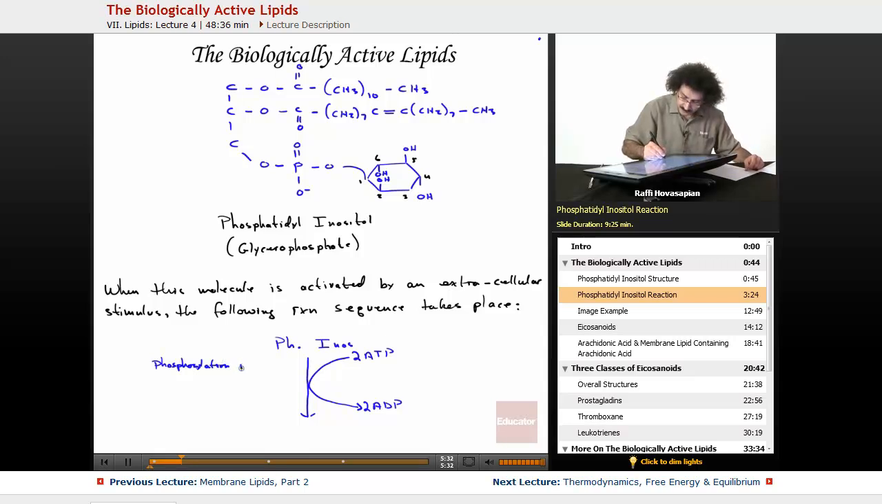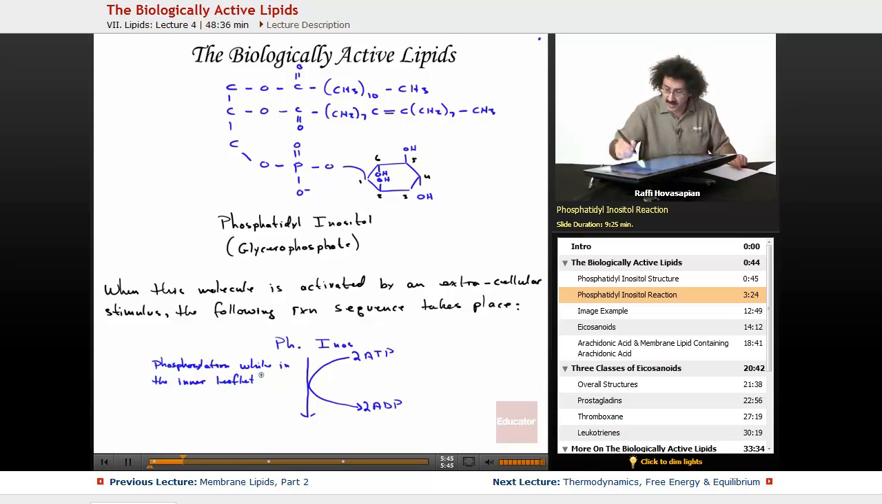Phosphorylation, while in the inner leaflet. So in this particular case, it takes place on the inner leaflet of the membrane. And what I mean by that is you have, of course, the outer leaflet, and this is outside the cell. And then, of course, you have the inner leaflet. This is inside the cell. So inner leaflet, it's the one that's facing inside the cell. So phosphorylation while on the inner leaflet of the cell membrane.